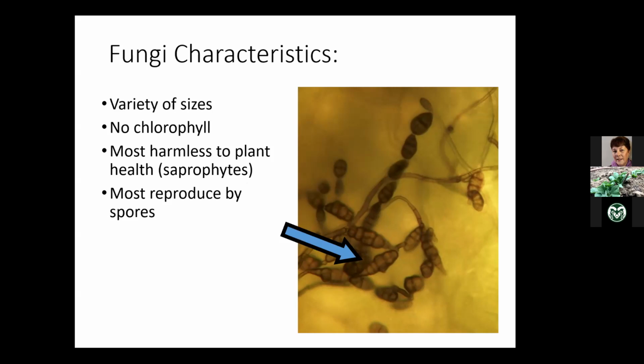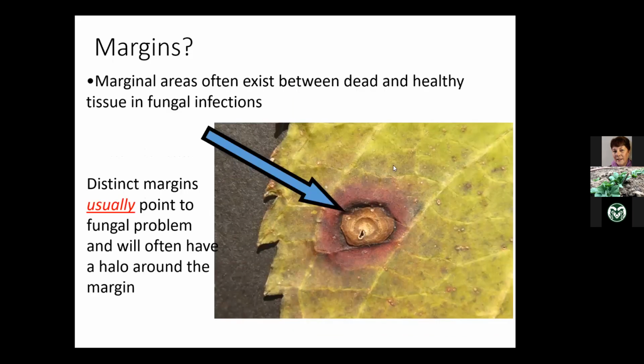Most fungi reproduce by spores. However, there are certain fungi that do not produce spores, that only produce mycelium. So it just depends on which one we're looking at and what we identify. So usually with fungal pathogens, and you'll notice I'm saying usually again, we have these distinct margins between the area where the fungus is growing out into the leaf surface and where the fungus has already colonized and has done damage, and we have this necrotic lesion.